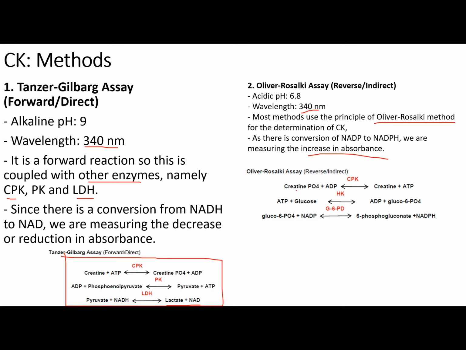So creatine phosphate plus ADP would form creatine plus ATP. Now ATP plus glucose would be converted by hexokinase to ADP plus glucose 6-phosphate. Glucose 6-phosphate plus NADP would be converted by G6PD to 6-phosphogluconate plus NADPH.